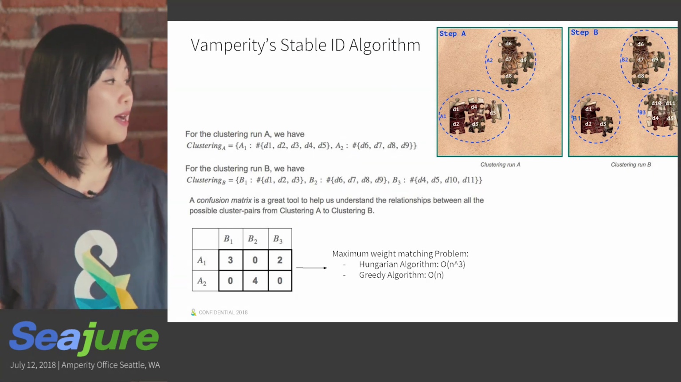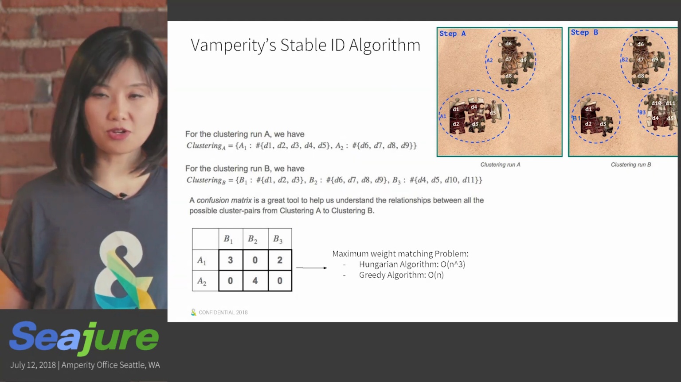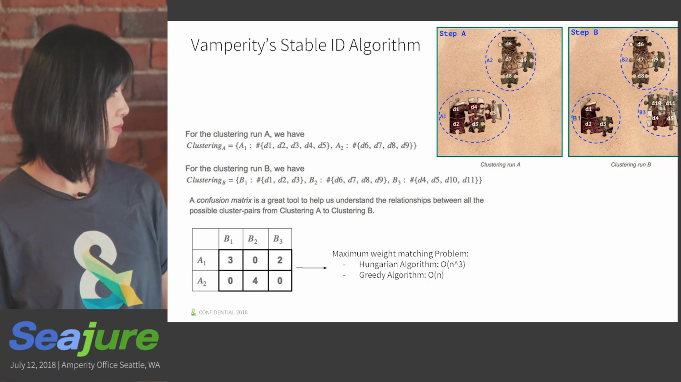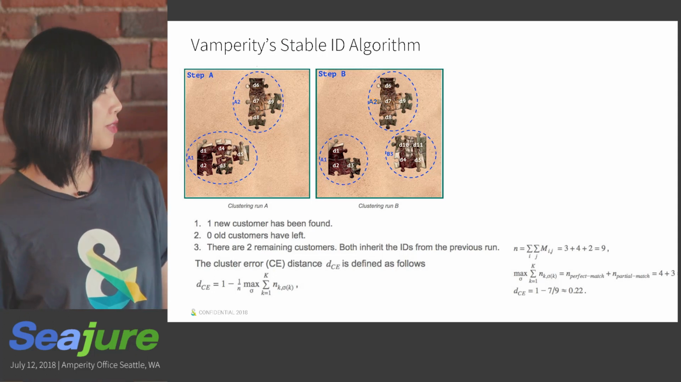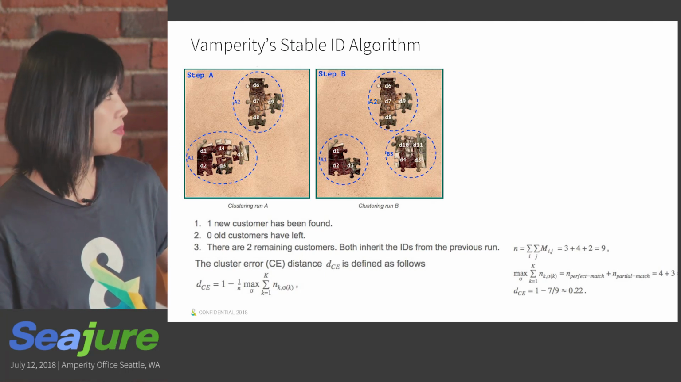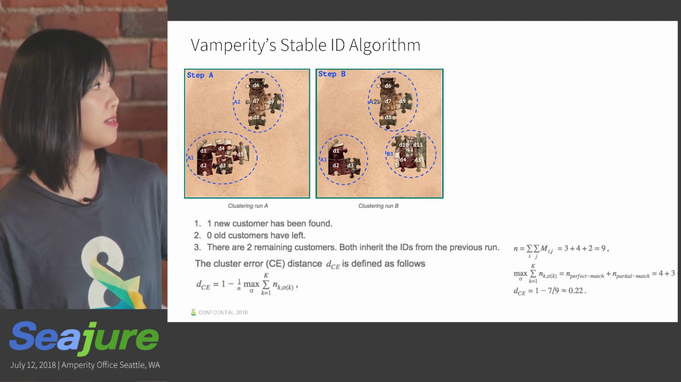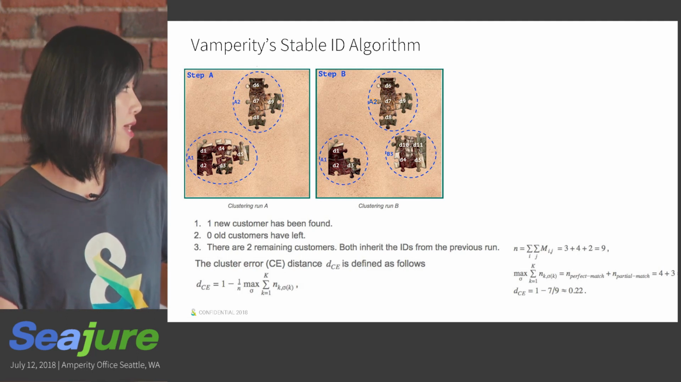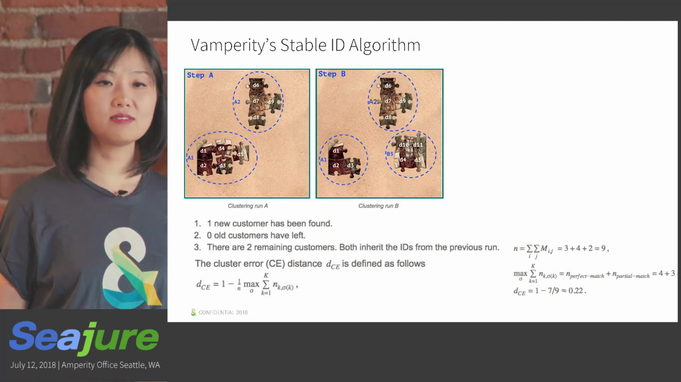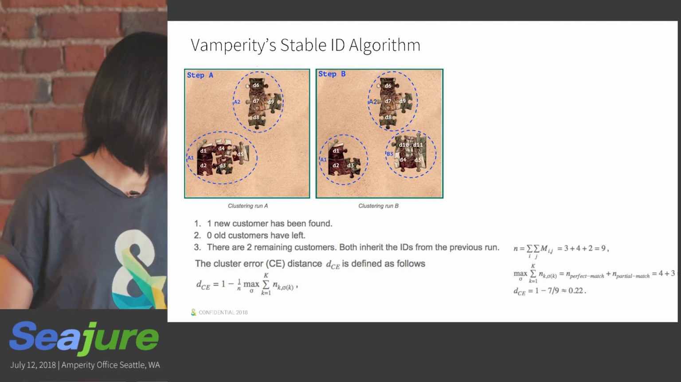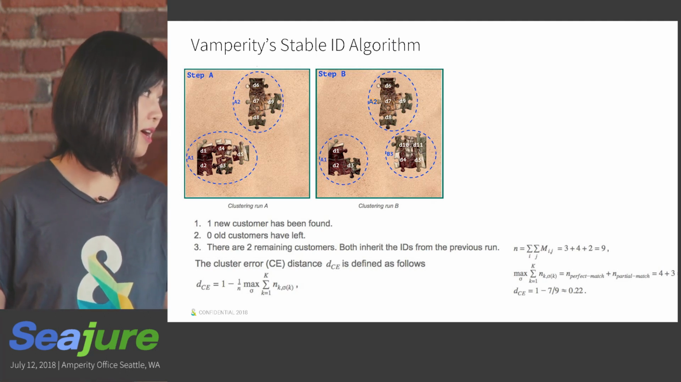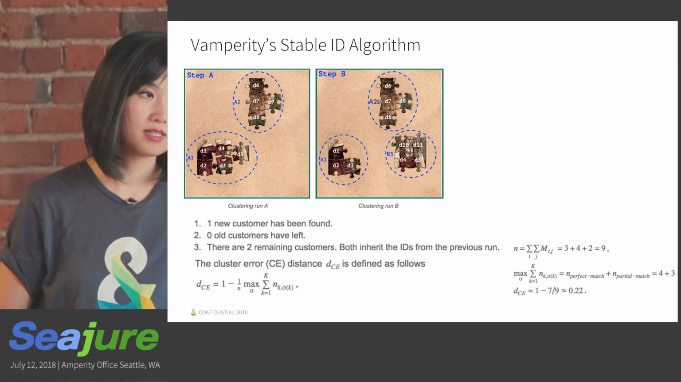And the greedy algorithm can provide close to optimal results, especially when your cluster is not too connected, and it only runs in linear time. So in the end of the algorithm, what we have is, in clustering run B, we have A1, A2, and B3. And in clustering run A, we have A1 and A2. What does it mean? B3 is the new one. So we have one new customer, and 0 old customers have left. And there are 2 remaining customers, both inherit the ID from the previous run.